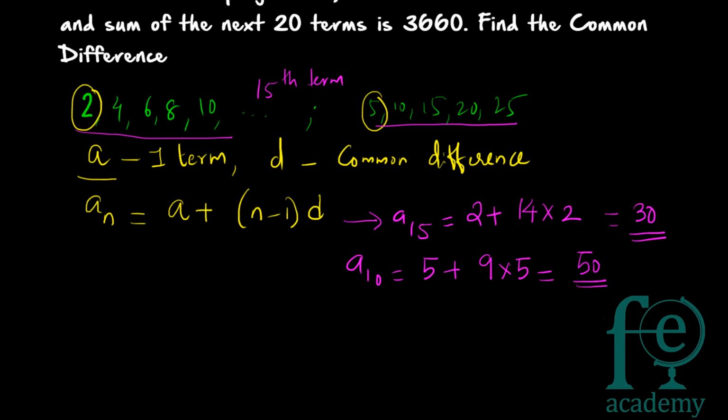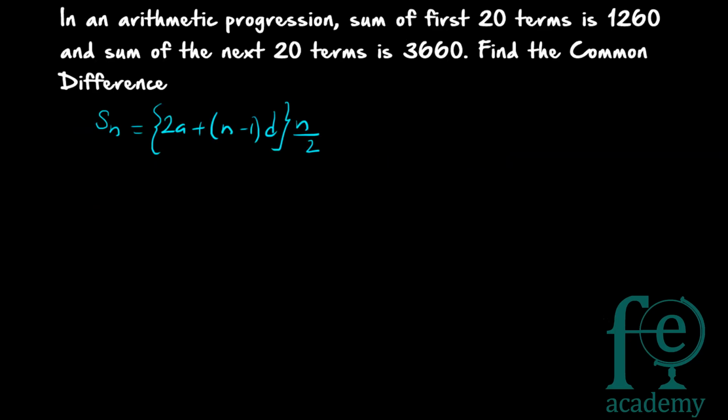Now what is the formula for the sum of n terms of an arithmetic progression? That is what we are going to see next. Sn stands for the sum of n terms of an arithmetic progression, and it will be equal to n by 2 into 2a plus n minus 1 into d. Now let's try to find the sum of the first 3 terms of the series 5, 10, 15, 20 and so on.